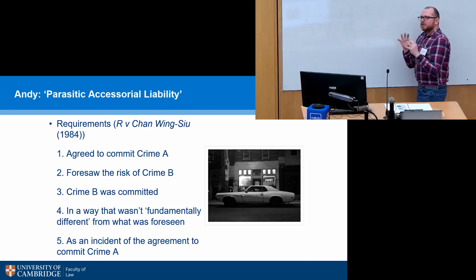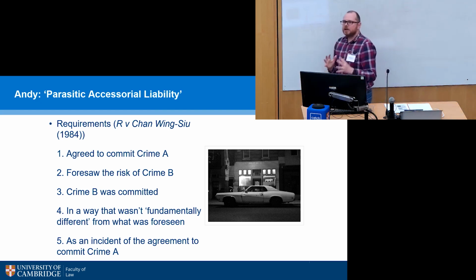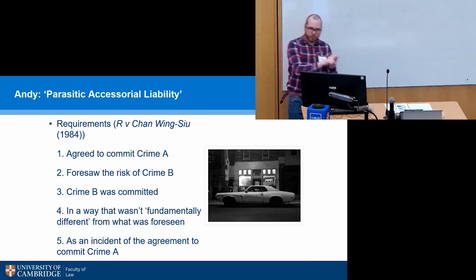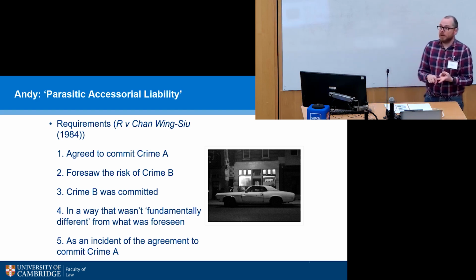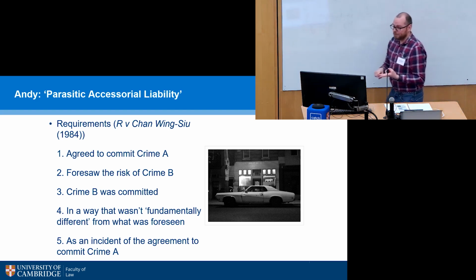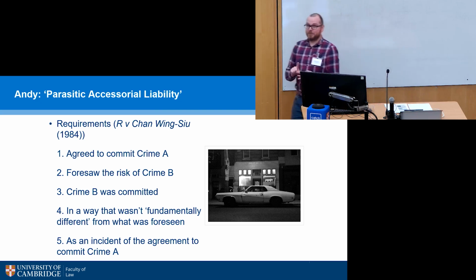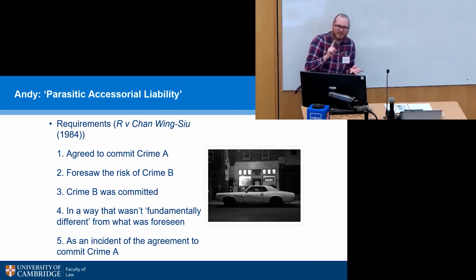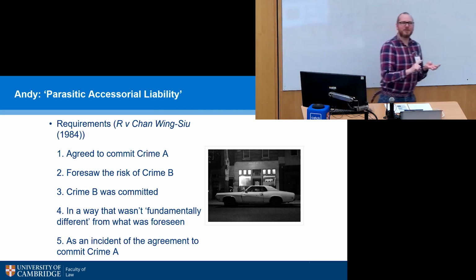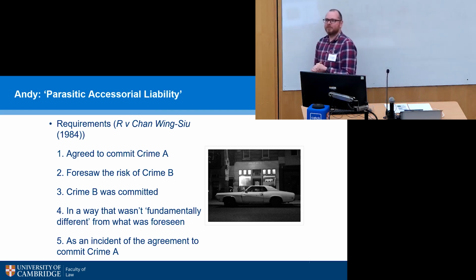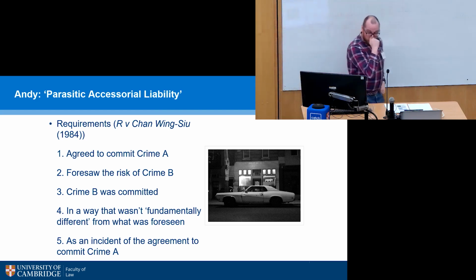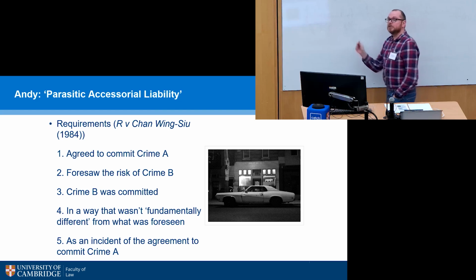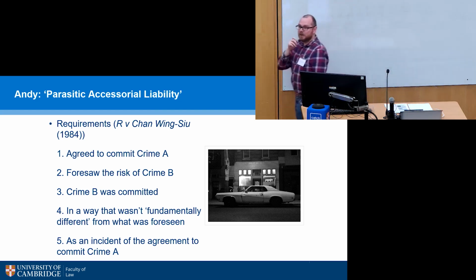Let's apply that to Andy. Did he agree to commit crime A? Yes, the robbery. Did he foresee the risk of crime B? Yes, because that's why they have the discussion about, like, please don't shoot anyone. Was crime B, in fact, committed? Yes. In a way that wasn't fundamentally different from what was foreseen? Yes. And as an incident of the agreement to commit crime A, rather than, as the courts put it, a frolic of one's own. Yeah. So parasitic accessorial liability's requirements would be satisfied here.